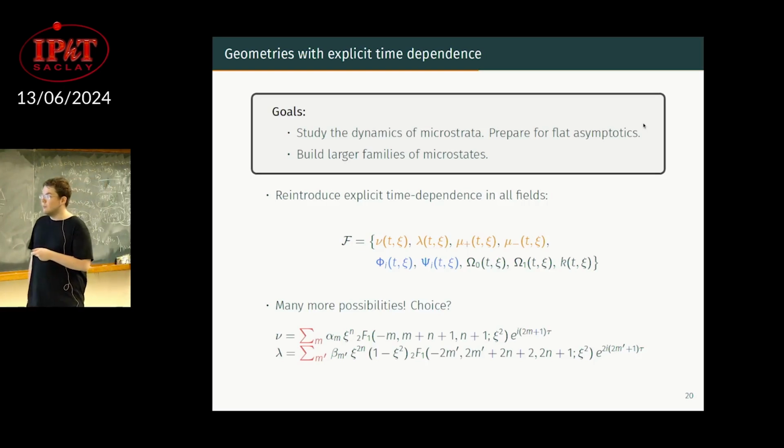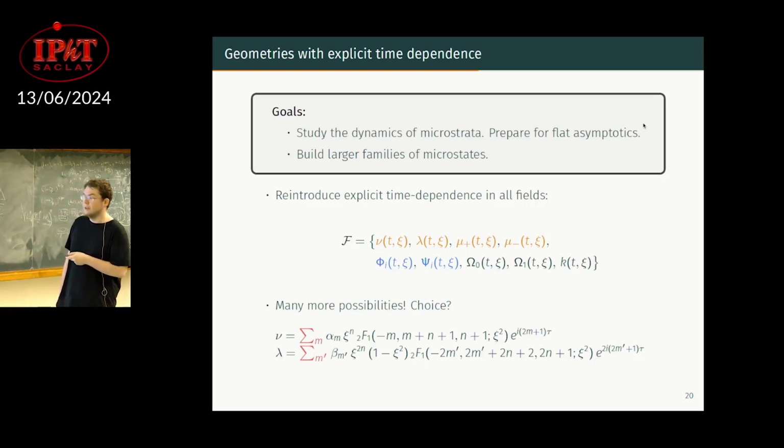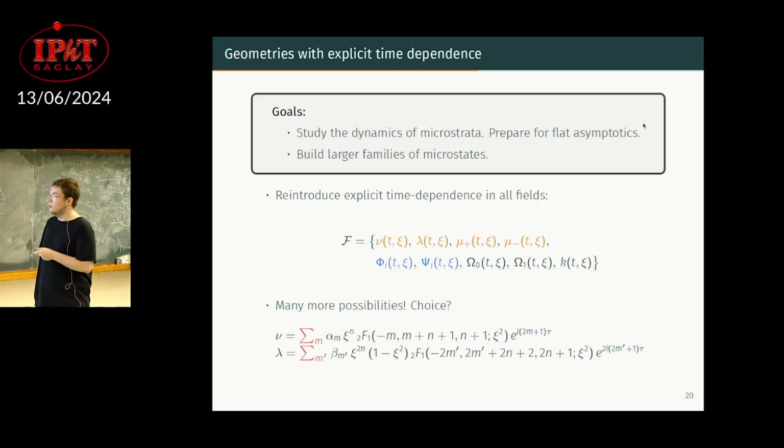So now we come back to all our fields and we reintroduce the time dependence in all the fields. We have many more possibilities for which perturbation we want to look at, so we have to choose something. Here we can do any kind of combination we want. We have a sum compared to before. So the first thing that I want to understand in this system is related to the frequency shift that I was talking about.